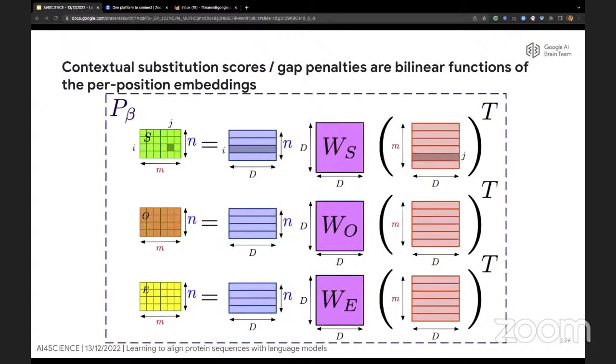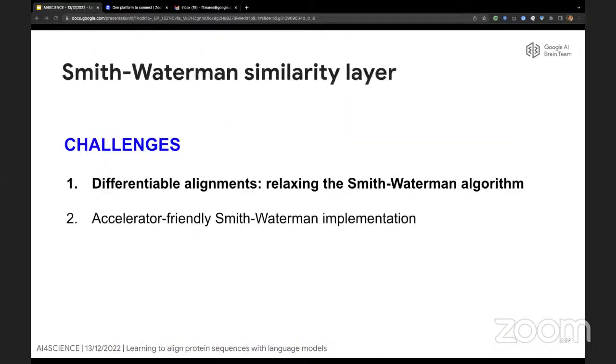Then the parameterizer is also very simple. It's just a sequence of bilinear mappings of the embeddings. And this is the same for the substitution scores and the gap open and gap extend penalties. So it's kind of similar also to the outer product that AlphaFold uses, but on a much smaller scale. So for example, now the substitution score between residue I and residue J is just a bilinear map of the ith embedding of X, our kernel, and the jth embedding of Y. So nothing too fancy here either. But this is not useful if we cannot train the model.